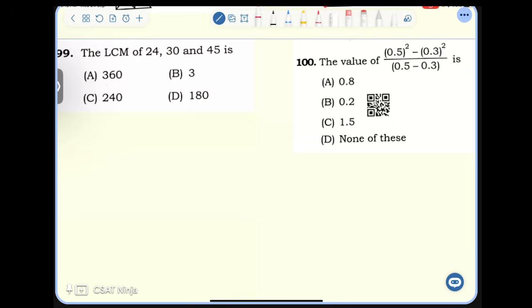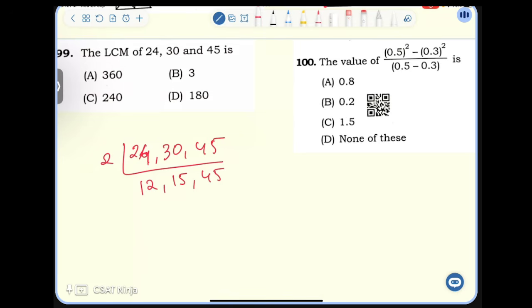LCM now. If you're asked to find LCM, you take all the numbers together: 24, 30, and 45. After that, you find a common number that can divide at least 2 of them. In this case, I'll use 2, and I'll suggest you always try to use a prime number. 24 and 30 are divisible by 2, that's the reason I'll use 2. 2 ones are 2, 2 twos are 4, 2 ones are 2, 2 fives are 4, 5.